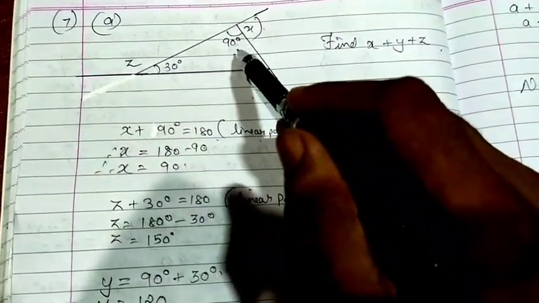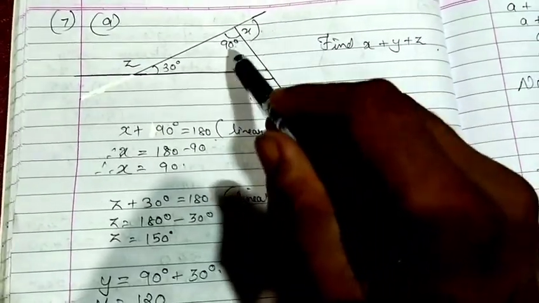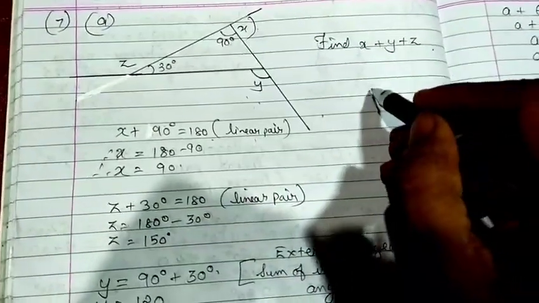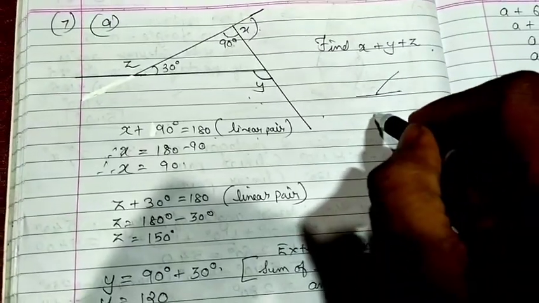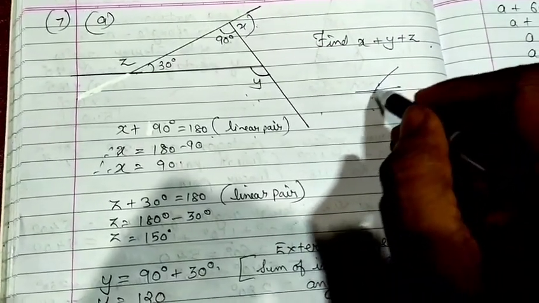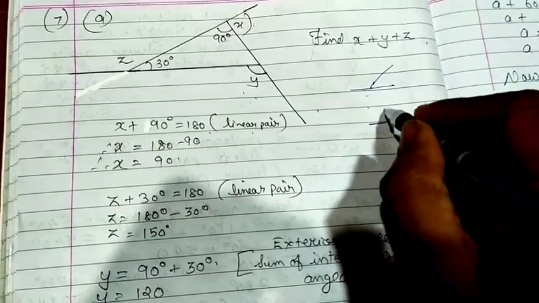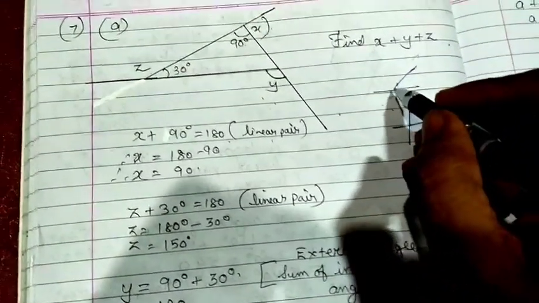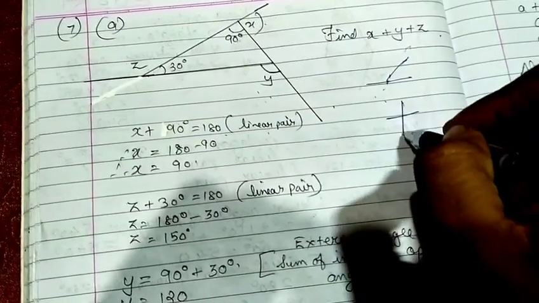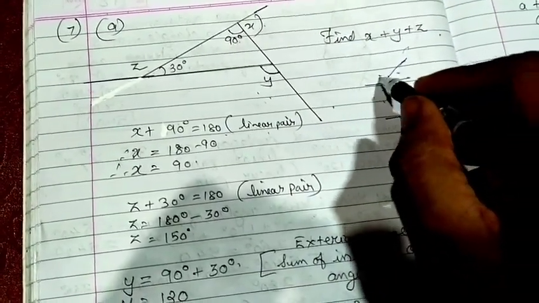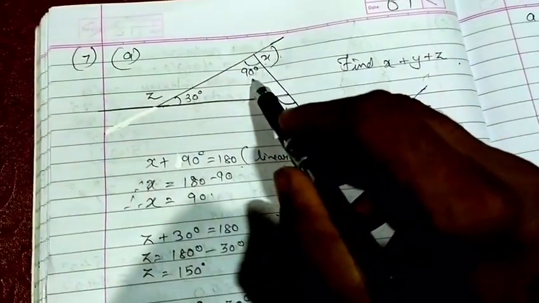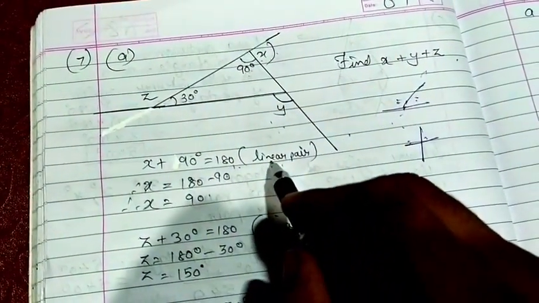Now as we all know, x plus 90, these two are a linear pair. Means when one line passes through another line, whether it is straight or slant, that is not perpendicular and this is perpendicular, the sum of these two angles is always 180 degrees. So here also x plus 90 equals 180. In brackets you write down linear pair.